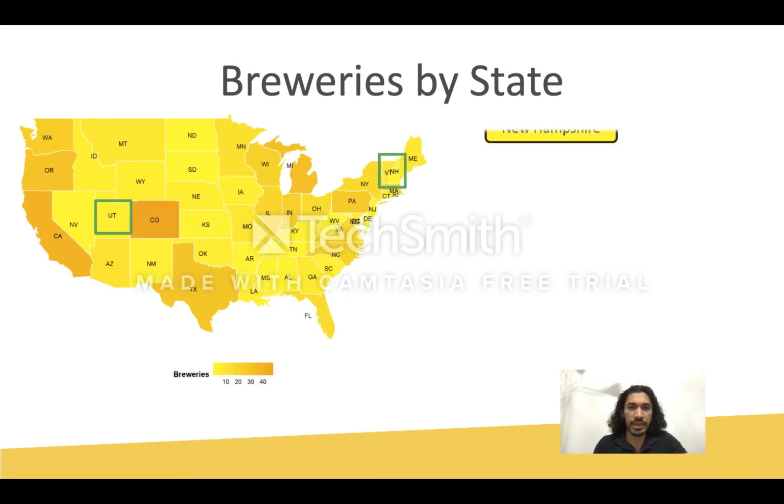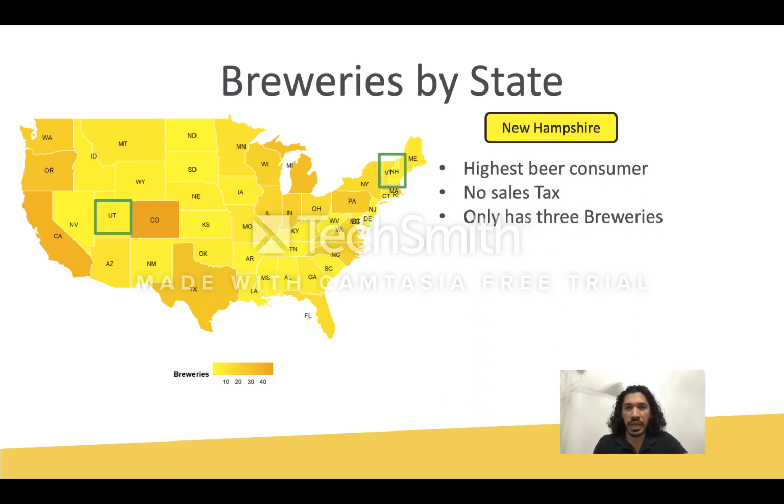Here we also spent some time on two states, starting with New Hampshire. Why is New Hampshire interesting? Because New Hampshire has the highest beer consumption. People from the neighboring states also come to New Hampshire to buy beer because there is no sales tax. But the only problem is they have only 3 breweries. So it would be interesting for Budweiser to look into this new opportunity in that state.